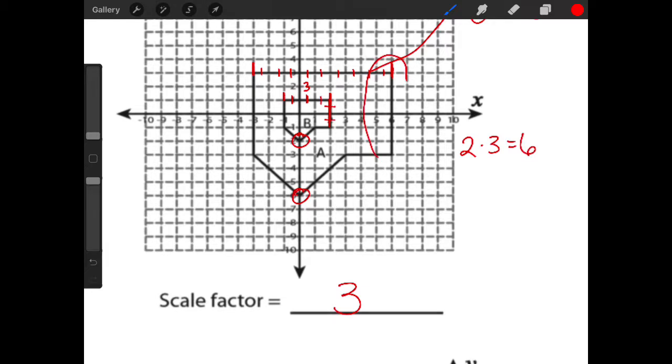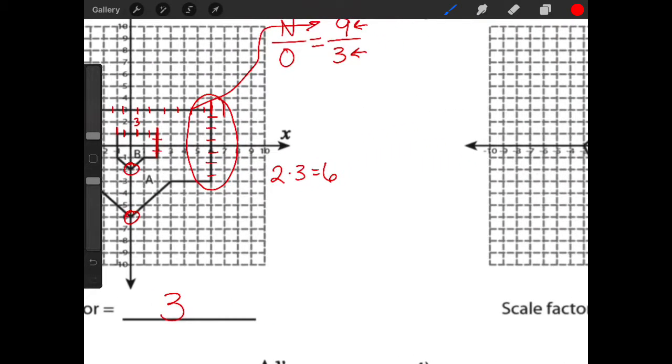So my corresponding side in figure A should be 6 units long. Let's count it out. 1, 2, 3, 4, 5, 6. So the rule will apply to all of those. So you should be good. Your scale factor is 3. Let's go ahead and move on to question 2.